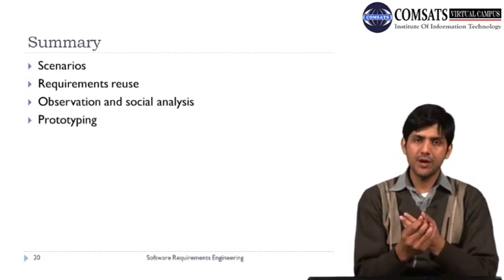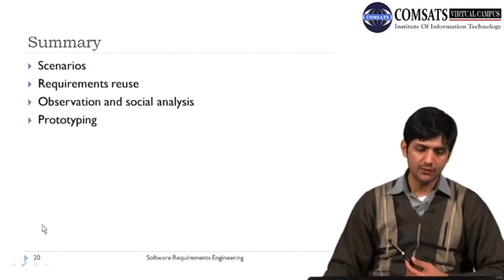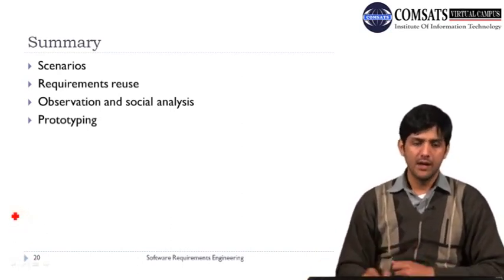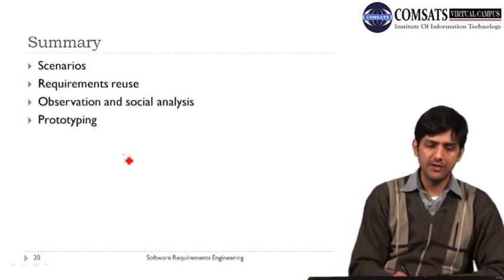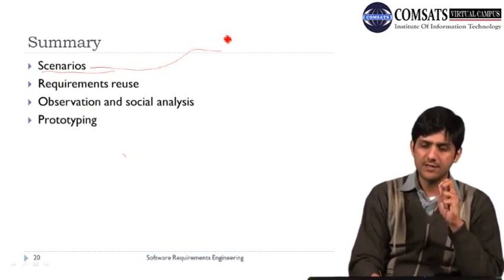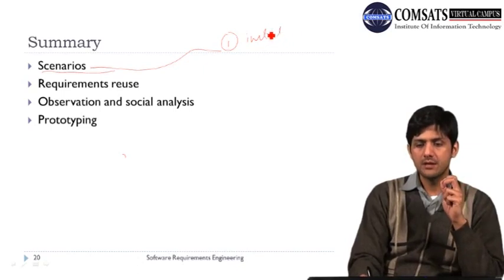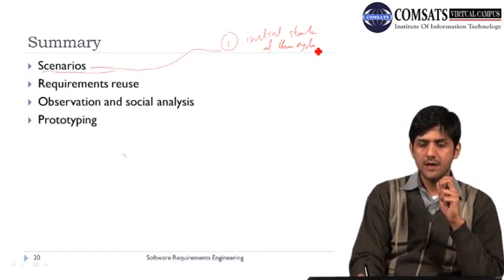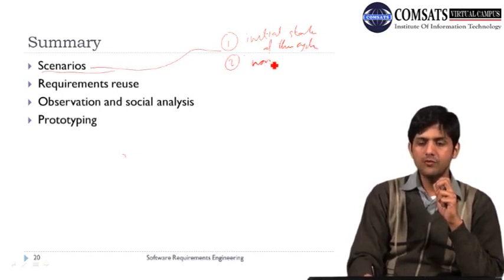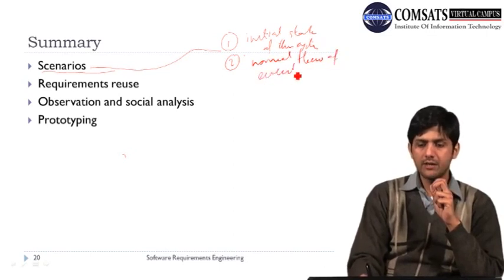So we continued our discussion with the elicitation process, and the first elicitation technique that we looked at today was scenarios. And we said what is a scenario briefly. So just to recap, we said that a scenario has 5 things. Number 1, it would have the initial state of the system. That's the first thing that it has. Then it has some normal flow of events which would happen in that scenario.